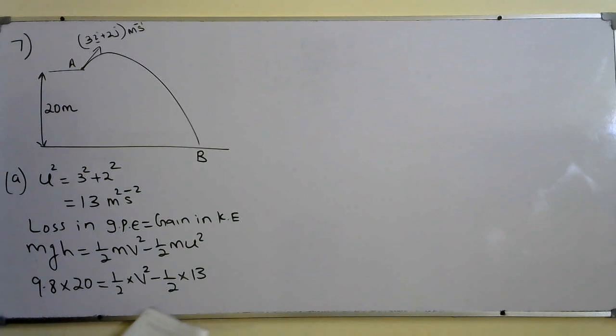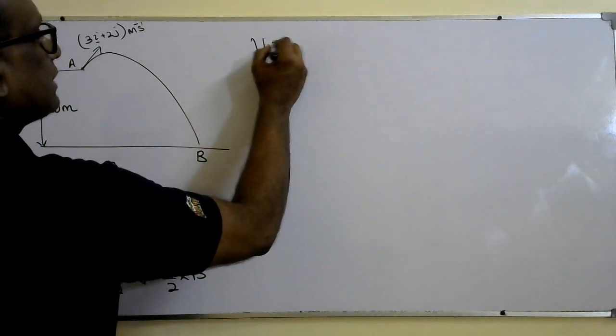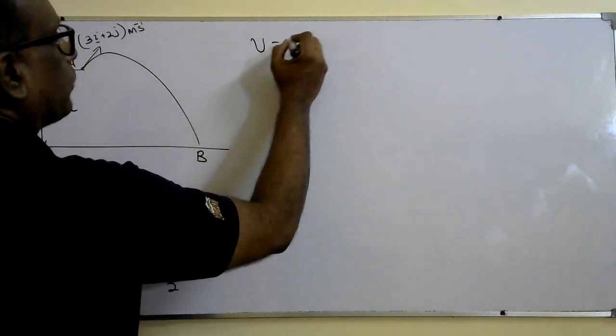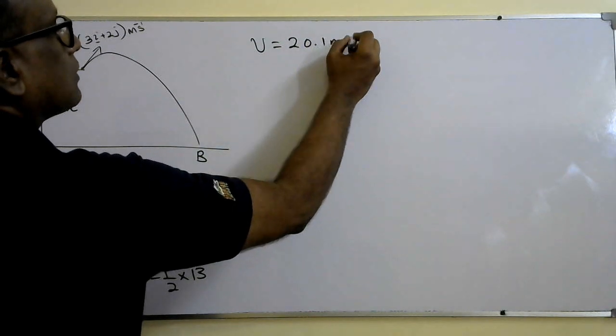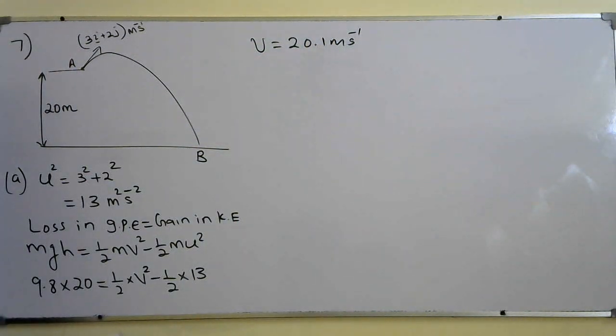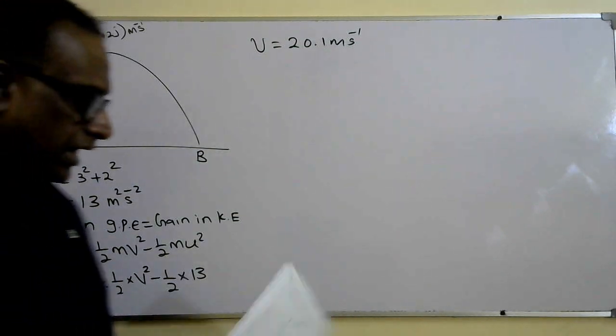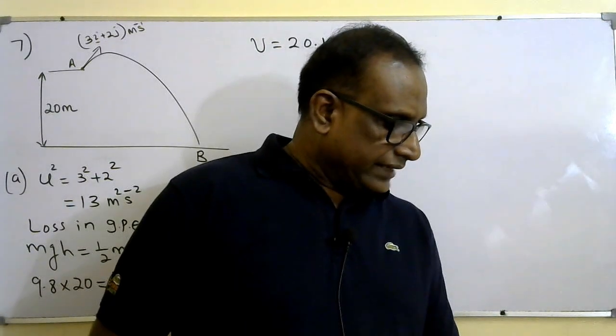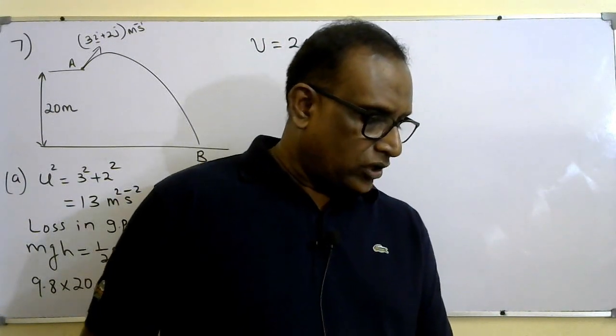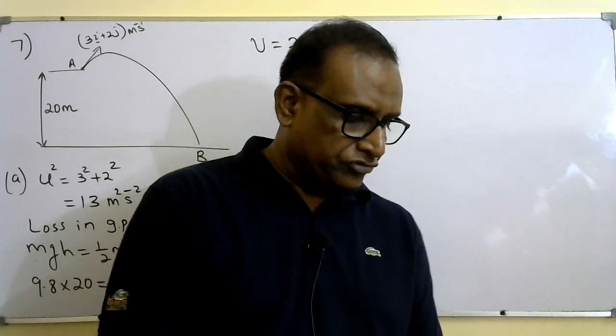So from this, find the v. They will get 20.1 meter per second. Okay, that's the answer for the first part. Just before it hits the ground, its speed is 20.1 meter per second. B part: find the direction of motion of the ball at the instant immediately before it hits the ground.